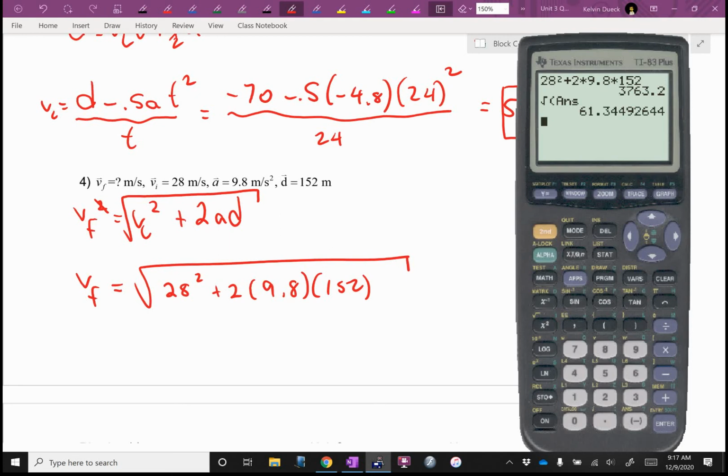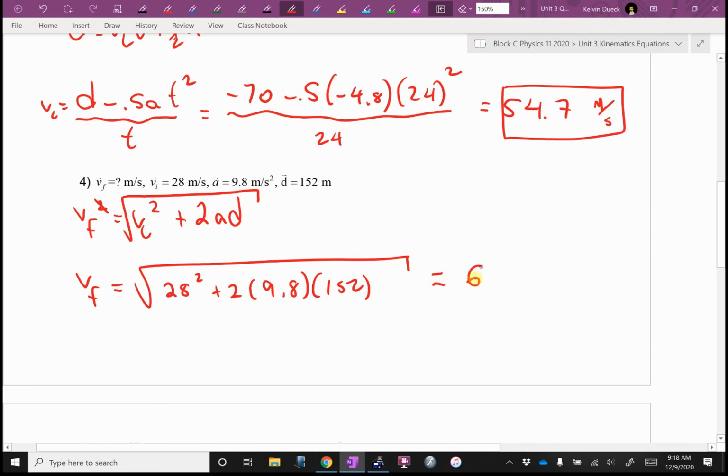61.3. Okay. Now, if this was a word problem, I would have to finish by asking myself, am I going up or going down? Or am I going forward or going backwards? Because it's possible I might want the negative answer of this. But here, 61.3 is just fine. Meters per second.